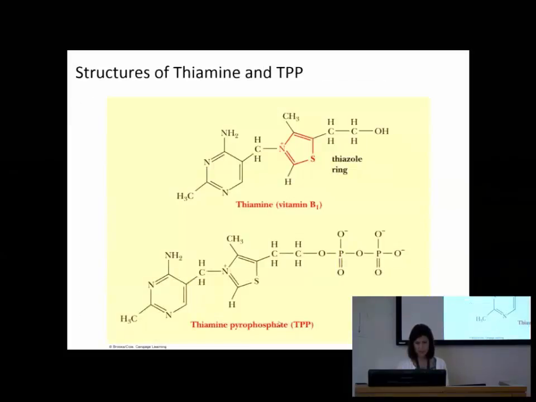TPP comes from vitamin B1, and it's very highly reactive. In this thiazole ring, what happens is right down here, it creates a carbanion, and it's going to carry the 2 carbons. I just wanted to show you the TPP because it was a new one, and we're going to take a closer look in the next chapter.